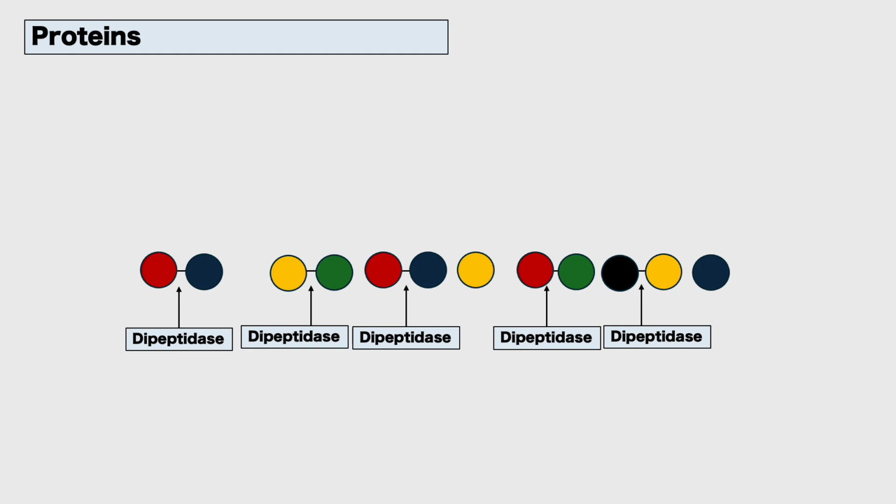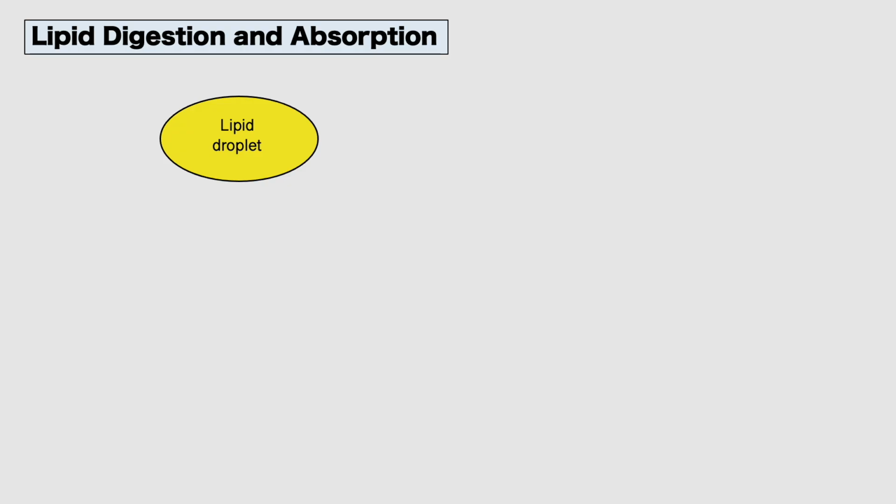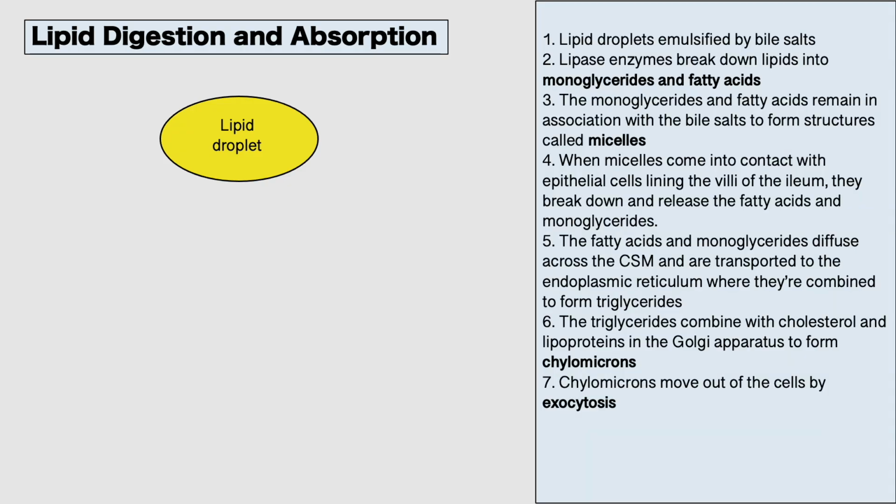Lipids are first emulsified by bile before being digested by lipase enzymes. This process happens as follows. First, the lipid droplets are emulsified by bile salts. This breaks down the lipids into smaller droplets, so there's a larger surface area for faster hydrolysis action by lipase enzymes. The lipase enzyme breaks down the lipids into monoglycerides and fatty acids.